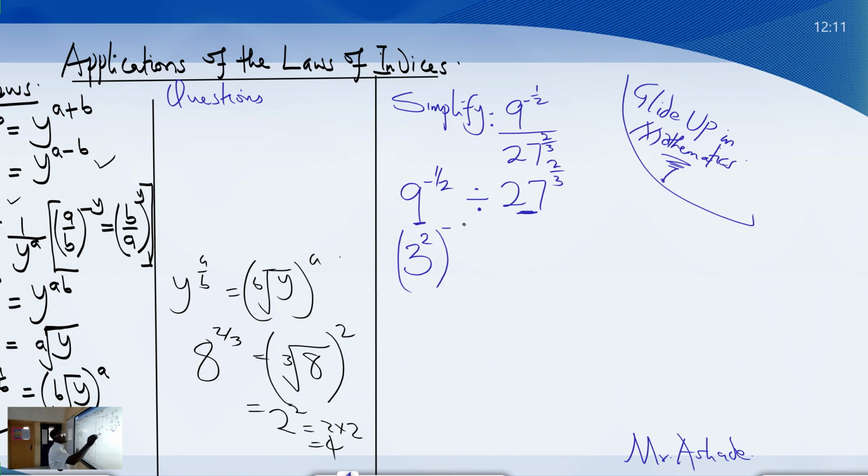You can bracket that, raised to power minus half. Then divided by 27, which can be rewritten as 3 raised to power 3. Bracket that, then raised to power 2/3.